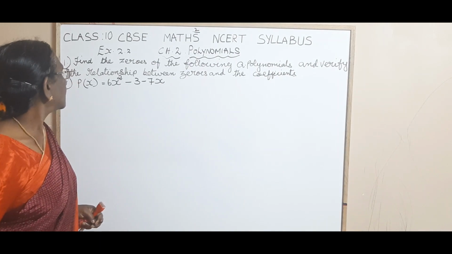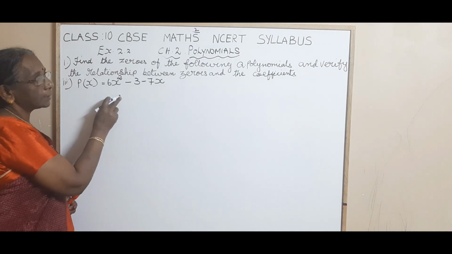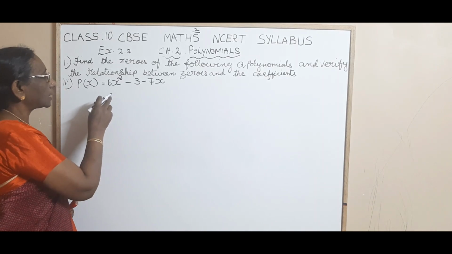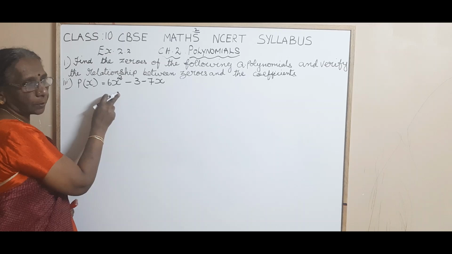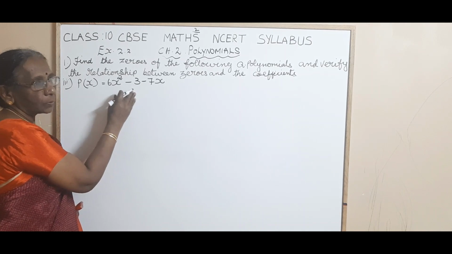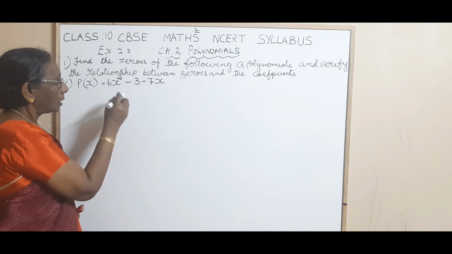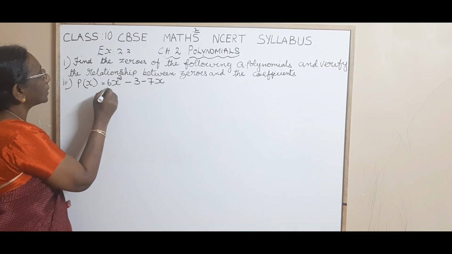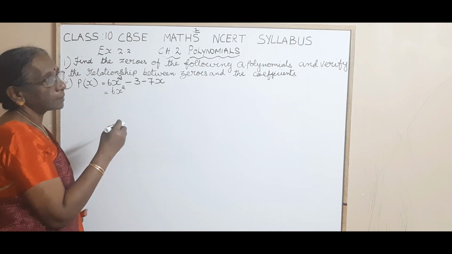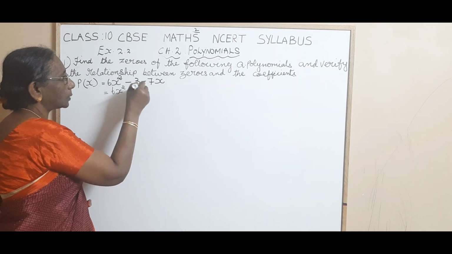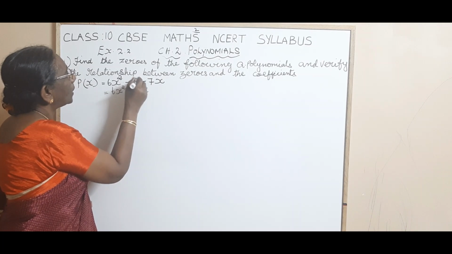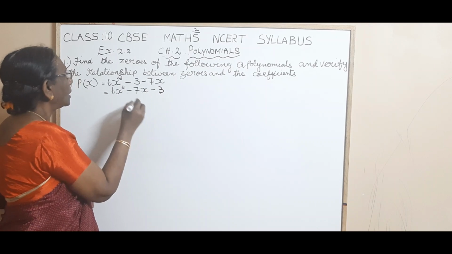The given polynomial is p of x is equal to 6x square minus 3x minus 7x. Now see children, it is not in the form of ax squared plus bx plus c. Here the constant term comes in the middle. So first you have to arrange them in order. So what is the order? Instead of ax squared, 6x squared. The next is bx. Instead of bx, you have minus 7x. Then minus 3.